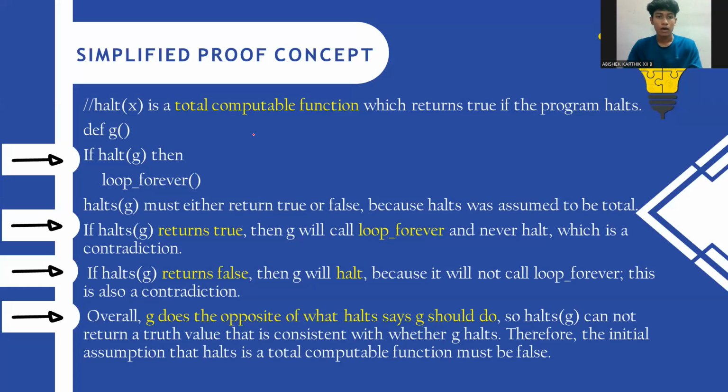Simplified proof concept. halts(x) is a total computable function which returns true if the program halts. Define g(x): if halts(x, x), then loop forever. halts(g, g) must either return true or false because halts was assumed to be total. If halts(g, g) returns true, then g will call loop forever and never halt, which is a contradiction. If halts(g, g) returns false, then g will halt because it will not call loop forever. This is also a contradiction. Overall, g is the opposite of what halts says g should do. So halts(g, g) cannot return a truth value that is inconsistent with whether g halts. Therefore, the initial assumption that halts is a total computable function must be false.